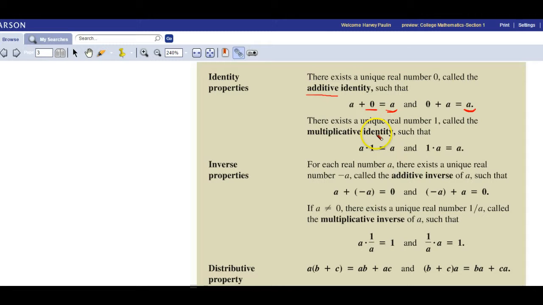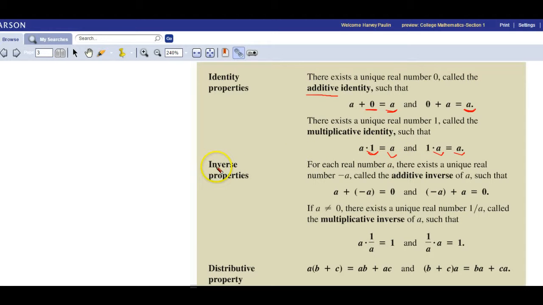Now, we also have this in multiplication, that if we take 1, we can multiply anything by 1, and it doesn't change its value. We're going to use that a lot when we do fractions and getting equivalent fractions. We're going to multiply those fractions by a 1, and it's not going to change its value. It's going to look different, but it's still equivalent.